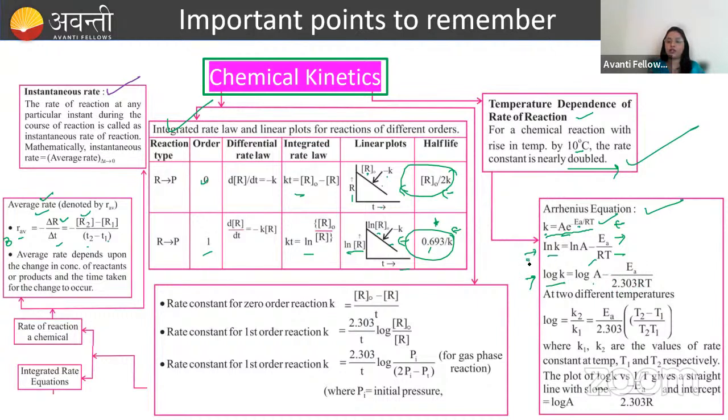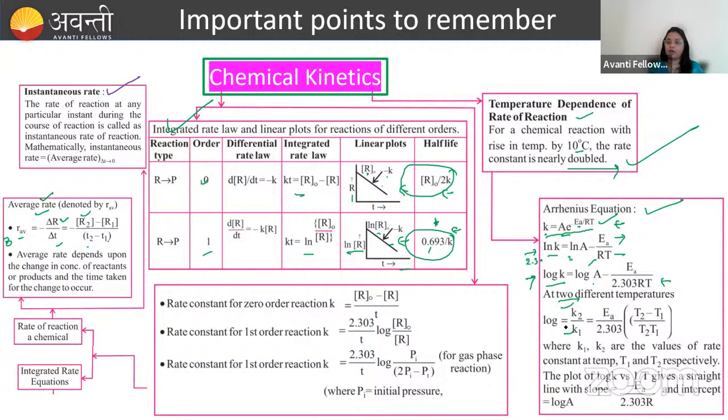Because here also 2.303 RT will come, and here also it will come, so we have divided the whole equation by 2.303, and what will happen? The constant term there will become 2.303 RT. This is at a particular temperature. If we carry out the reaction at two different temperatures, then we will get two different rate constants. So what will those be?